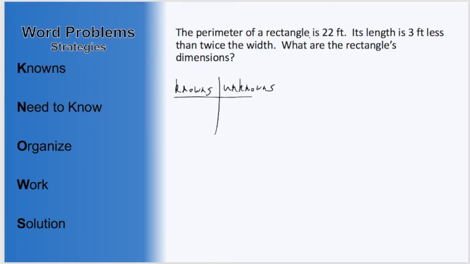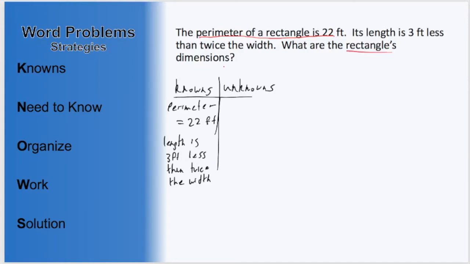First off, our knowns. We are given that the perimeter of a rectangle is 22 feet. So that perimeter equals 22 feet. We also know the length is 3 feet less than twice the width. So those are our knowns, so let's think about our unknowns. The question is asking for the rectangle's dimensions. By dimensions, it means the length and the width.